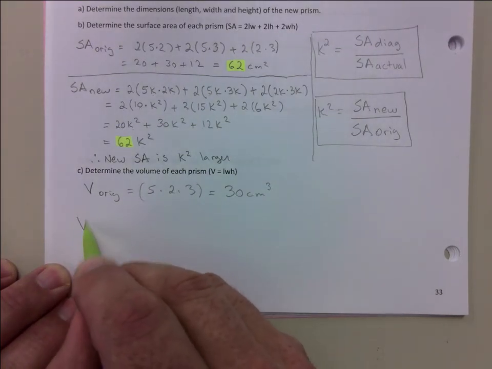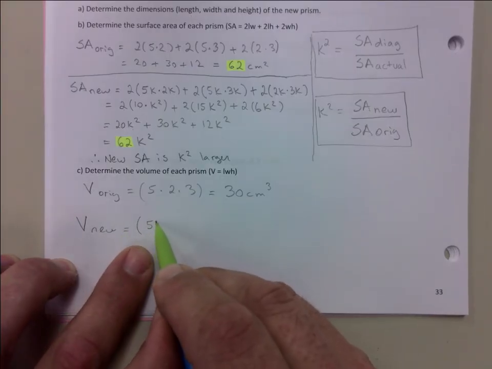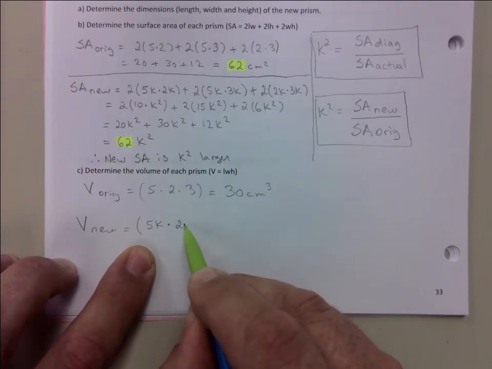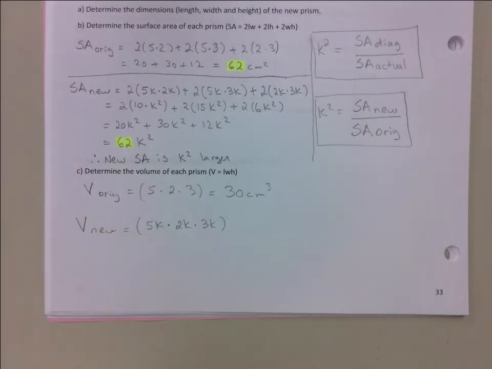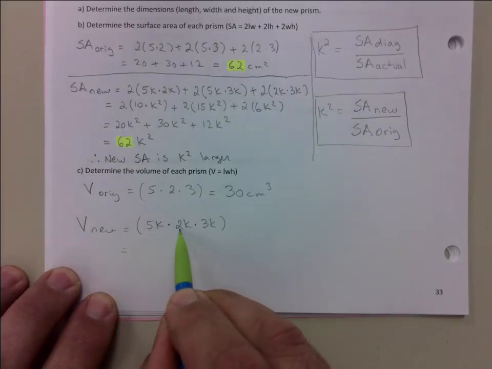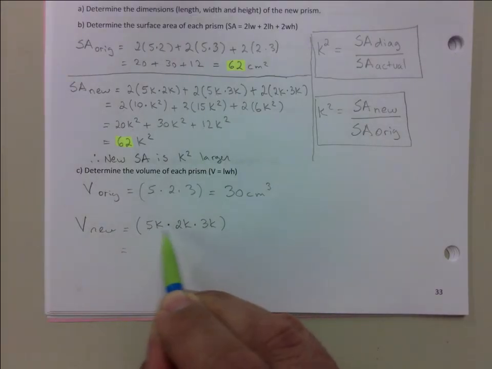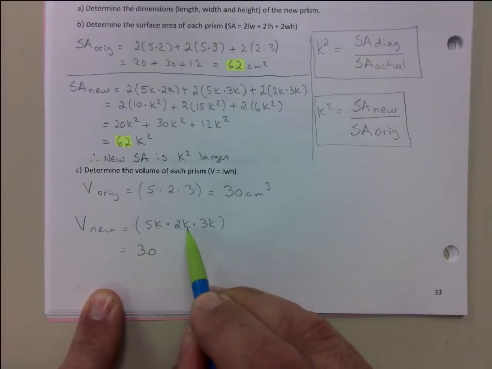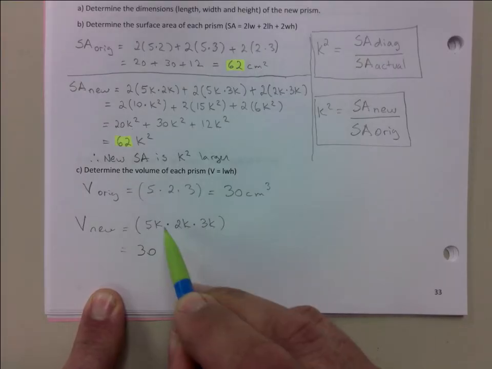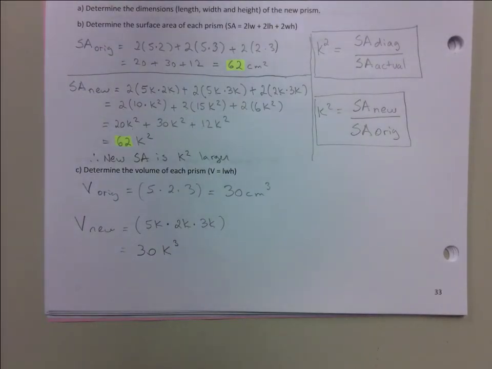So let's do volume of the new. It's going to be length times width times height. 5 times 2 is 10, times 3 is 30. So whenever you have expressions multiplying, numbers multiply each other, and all the variables that are alike multiply each other, but you just say k cubed. I'm going to use a different color for this one. 30. I'm going to highlight the 30s.